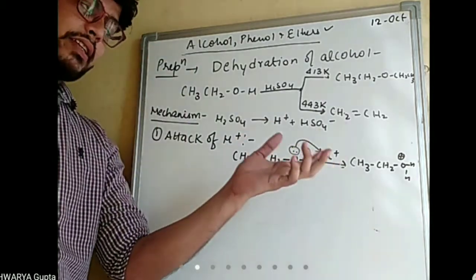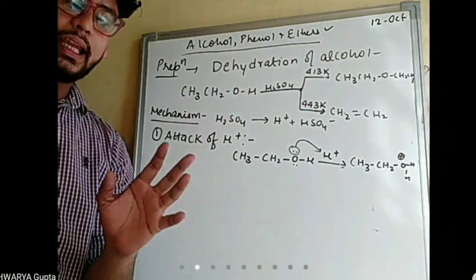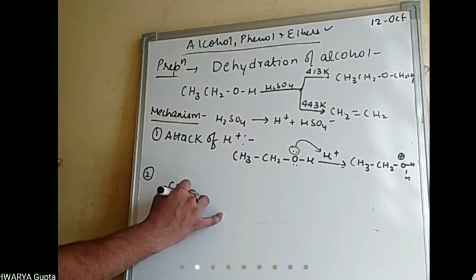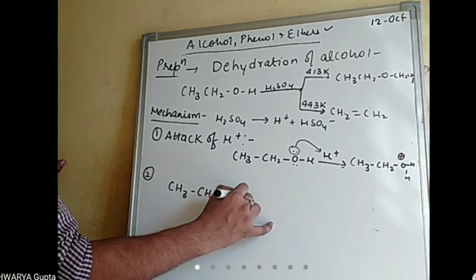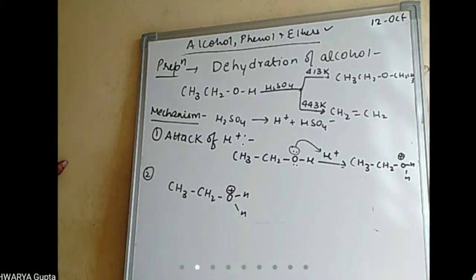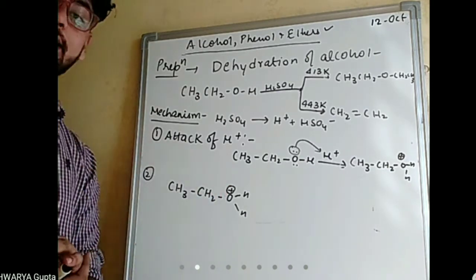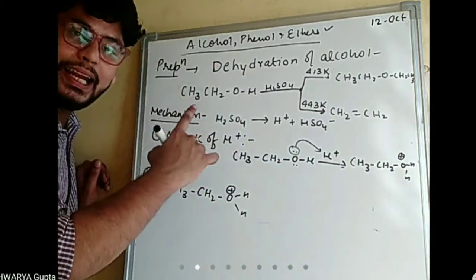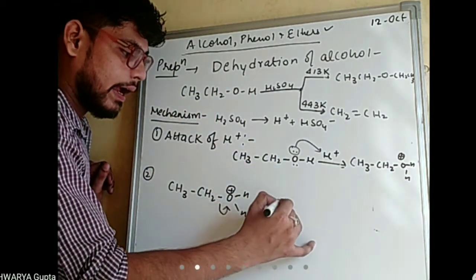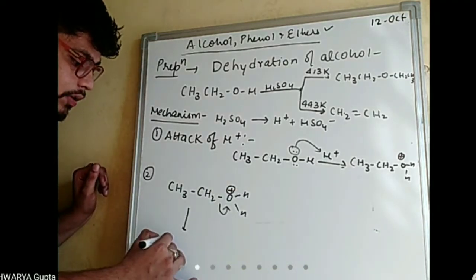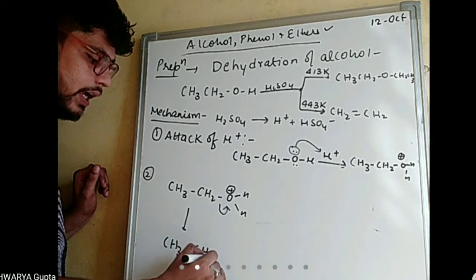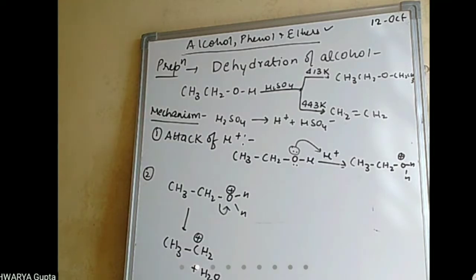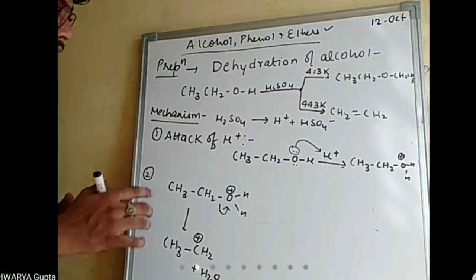Then what happens in this reaction? In the dehydration of alcohol, I'll be telling both the reactions. This is CH3CH2OH2 plus, and this oxygen is having a lone pair of electrons. In the dehydration of alcohol, this bond breaks and it results in the formation of a carbocation, CH3CH2 plus, and H2O.